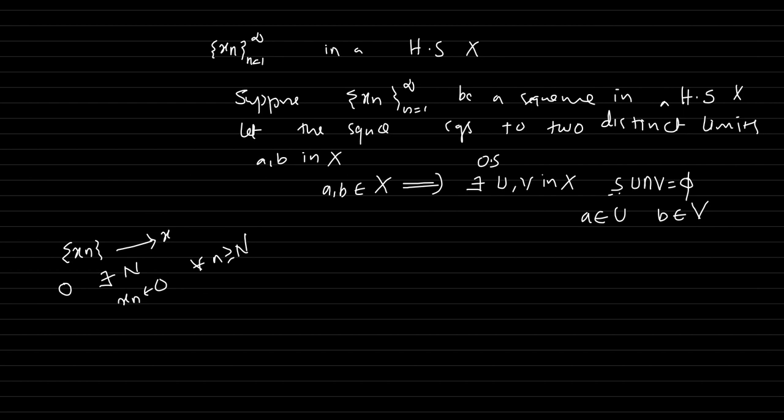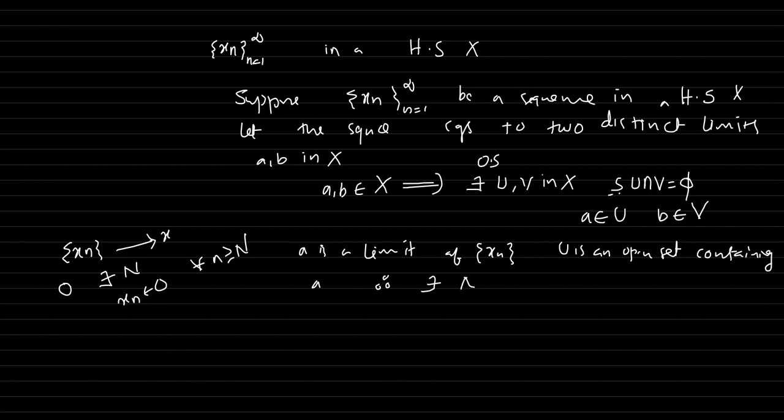So here A is a limit of the sequence xn, and U is an open set containing A. Therefore, there exists a natural number n1 corresponding to this open set U such that xn belongs to U for all n greater than or equal to n1.